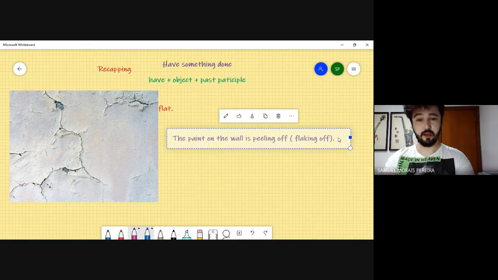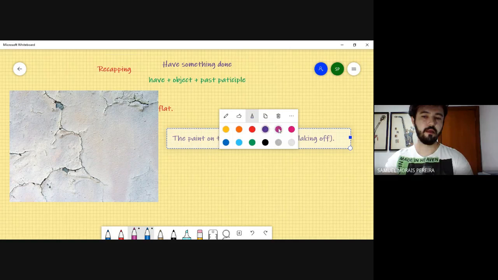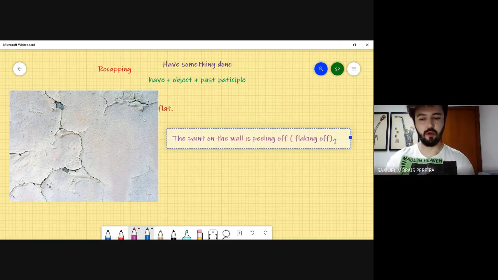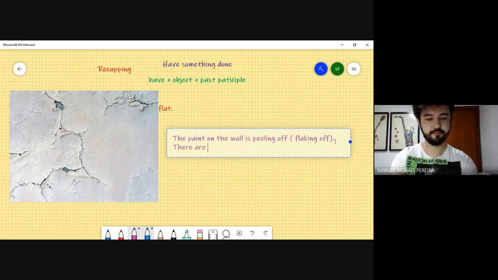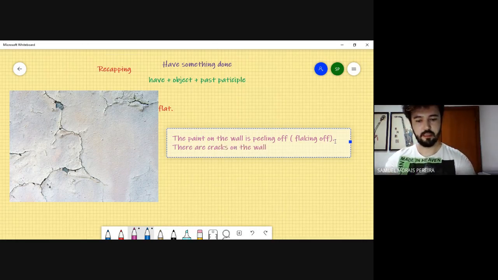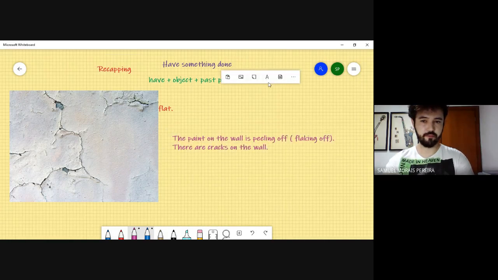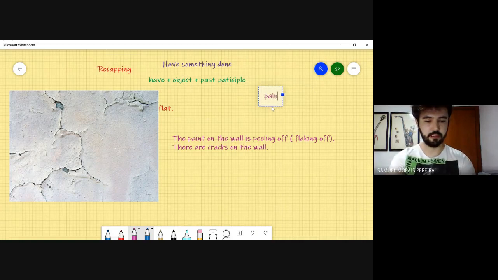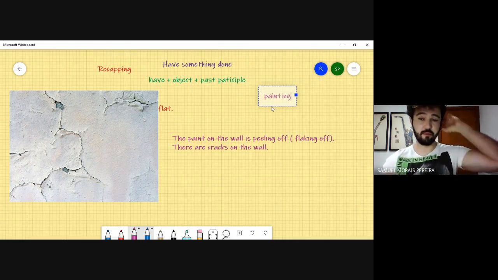And there is another problem. Can you see here? Tem rachaduras na parede, né? Na tinta aqui. We call it cracks. So I could say something like, there are cracks on the wall. Existem rachaduras na parede. The word cracks são rachaduras, okay? Pay attention not to confuse here paint with the word painting. Be careful not to confuse them, okay?